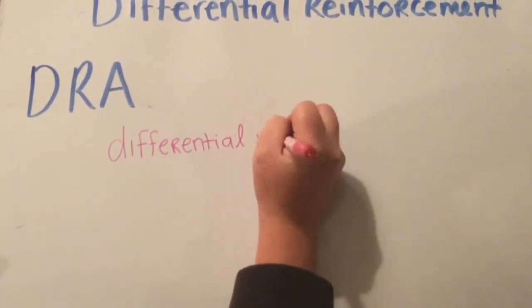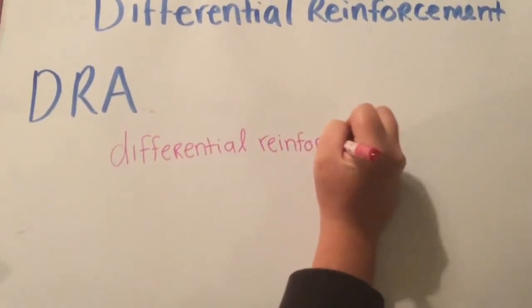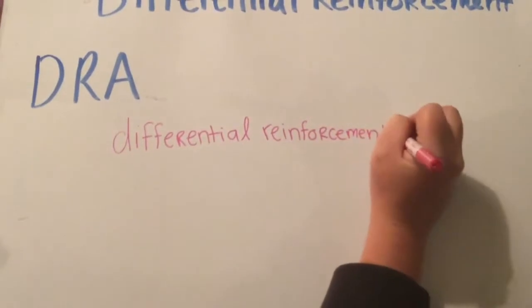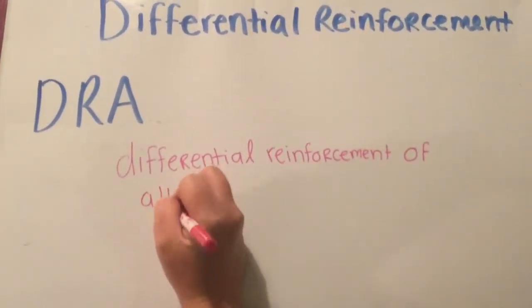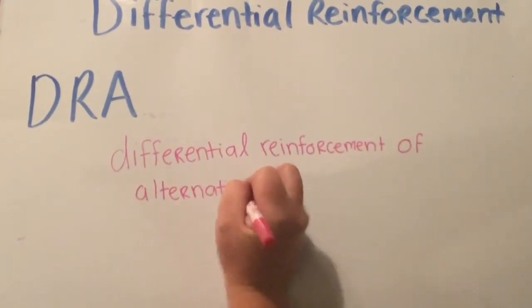Our first term is DRA, which is differential reinforcement of alternative behavior. DRA is the reinforcement of another behavior besides the unwanted behavior.